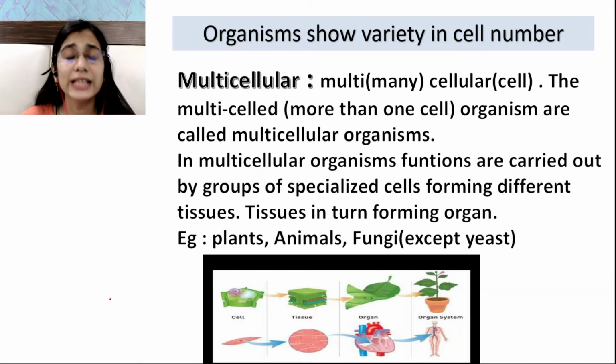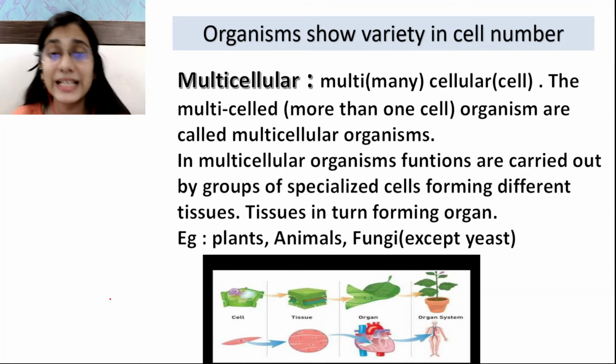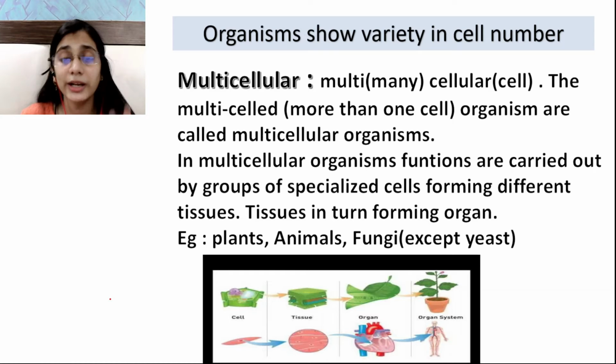Organisms show variety in cell number. Yes, we studied that, unicellular organisms, and now we're going to study about multicellular, meaning many, an organism with many cells. Like us, like humans, we have trillions and trillions of cells in our body.